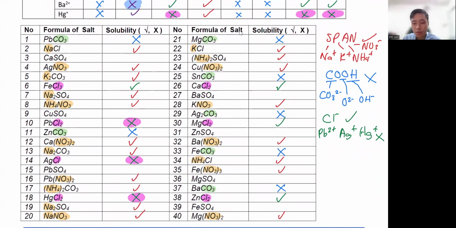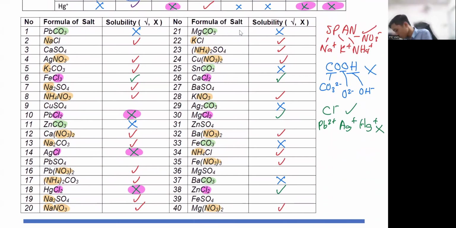Then carbonate insoluble, green color. Insoluble, except when I highlighted the first one, K, because already this one is being prioritized. K is being prioritized, so it's all the soluble salt. Wait a minute.